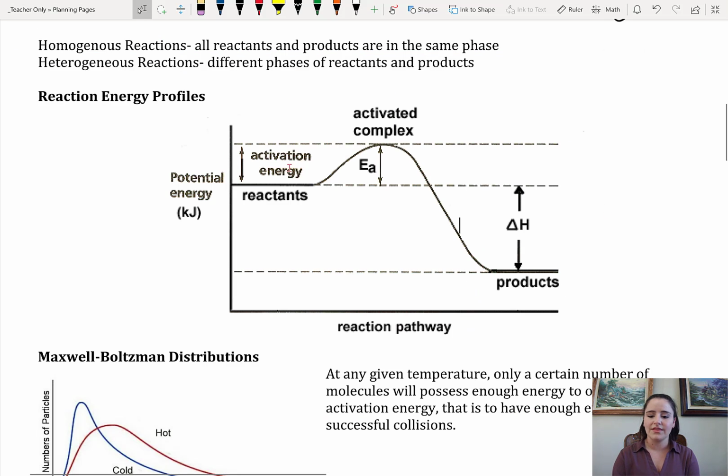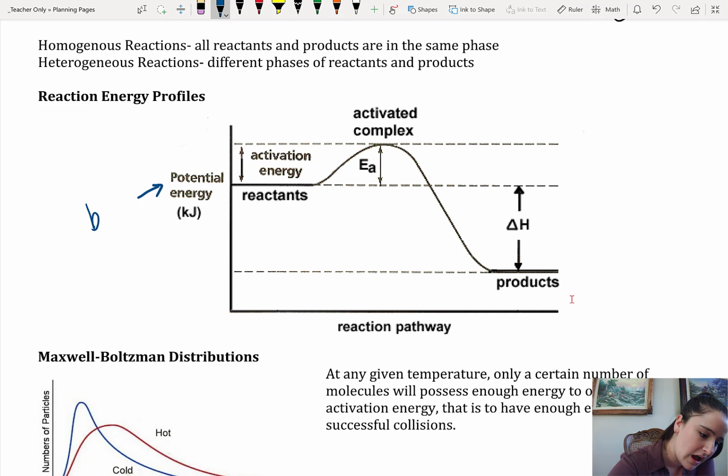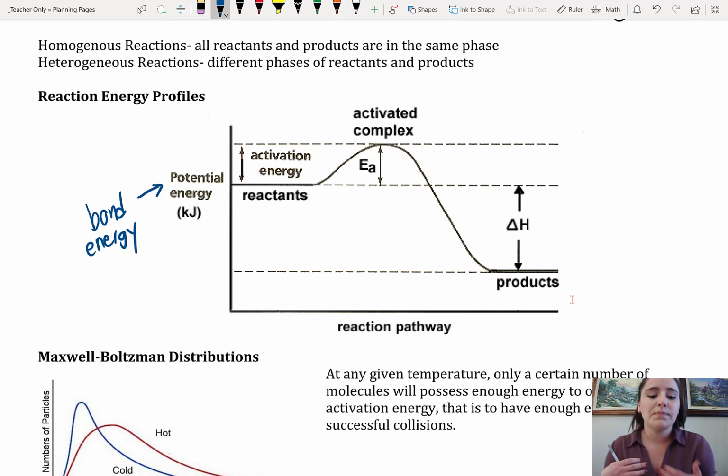Okay, so this is what we were looking at. Now, the potential energy, which is on that y-axis, is actually a quantified measure of the bond energy of the reactants or products. Okay, when we get into our thermodynamics, we will be actually calculating that for different compounds, but just know for right now that it is the bond energy. Okay, that activated complex was what I showed you when all of the reactants are touching.